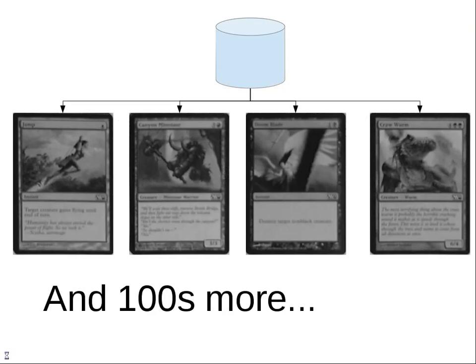Hello, this is part 3 in my series on building a digital inventory of Magic: The Gathering cards. In this video, I'll talk about the current process for identifying scanned cards and verifying those identifications.